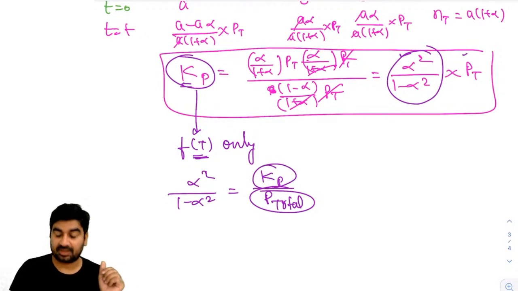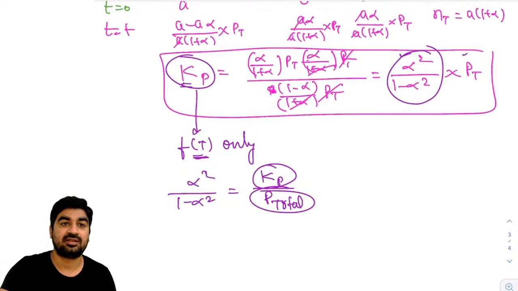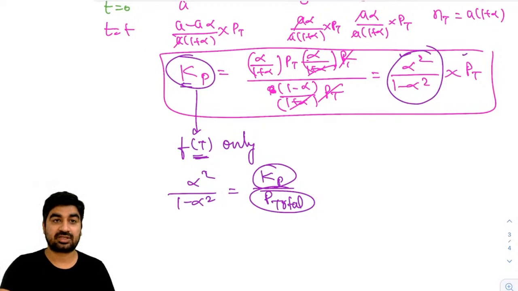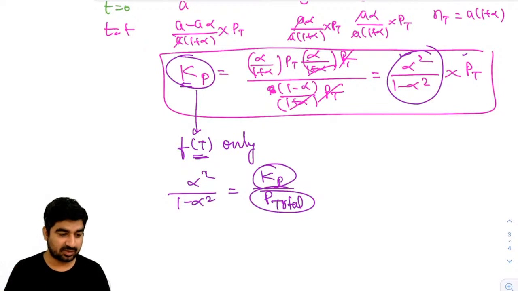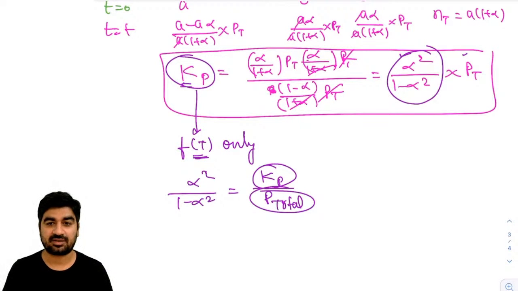So there are two parameters on which alpha depends. One parameter is Kp, and another parameter is P total. So alpha can be changed on changing P total as well. Right?